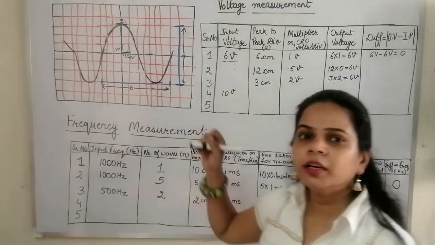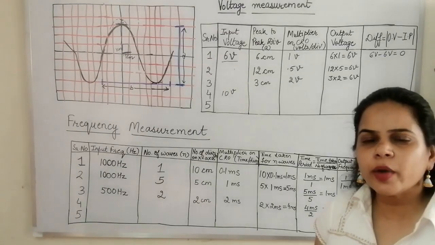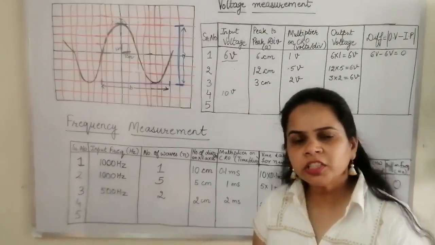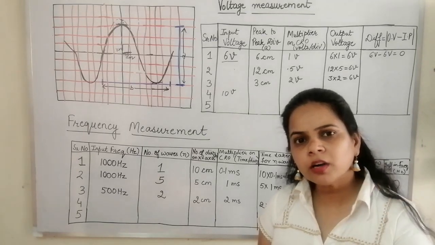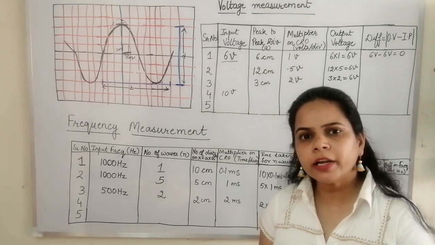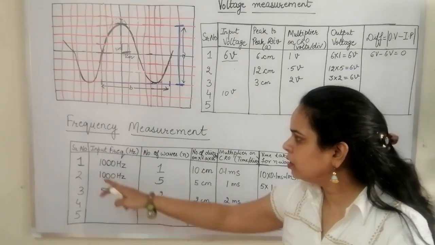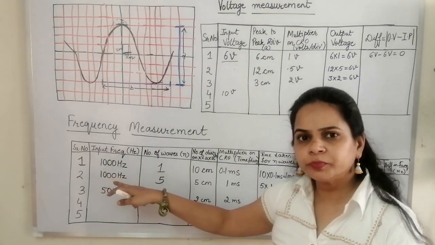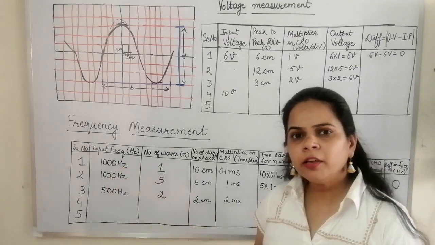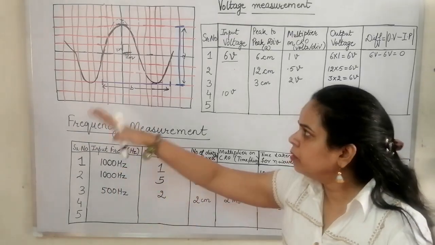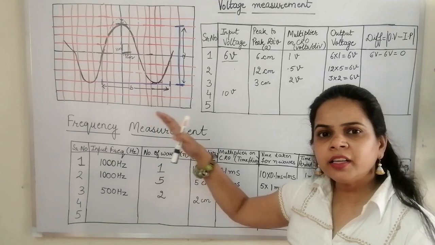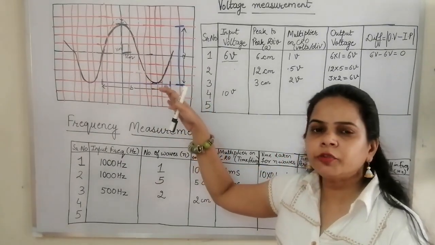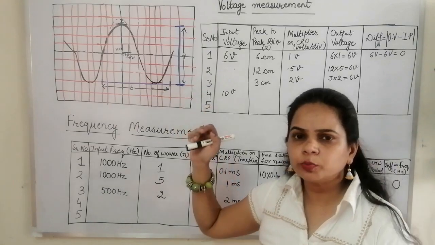Now for the time measurement or the frequency measurement. From the function generator, we shall give a sinusoidal wave of a particular frequency. Let us feed an input frequency of 1 kilohertz. So a 1 kilohertz sinusoidal wave is being generated and it is fed to the CRO. So we can see a 1 kilohertz frequency sine wave in the CRO.